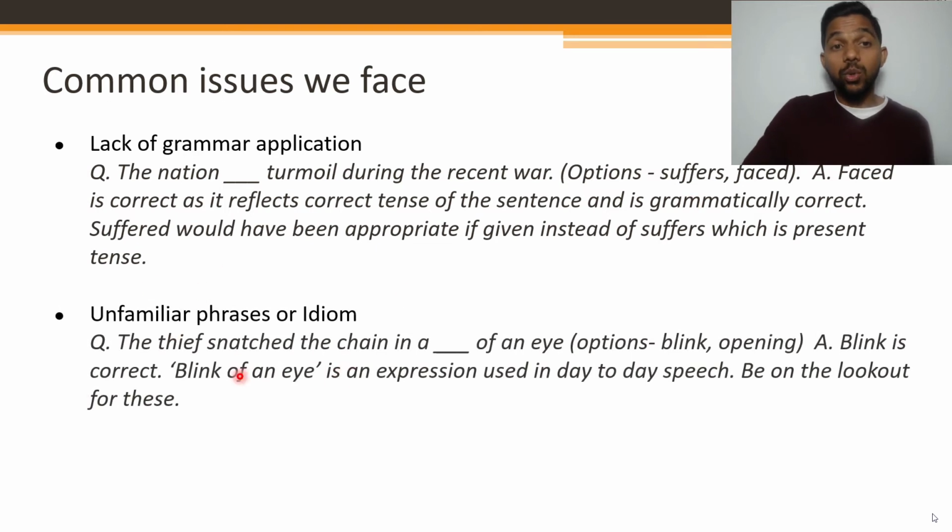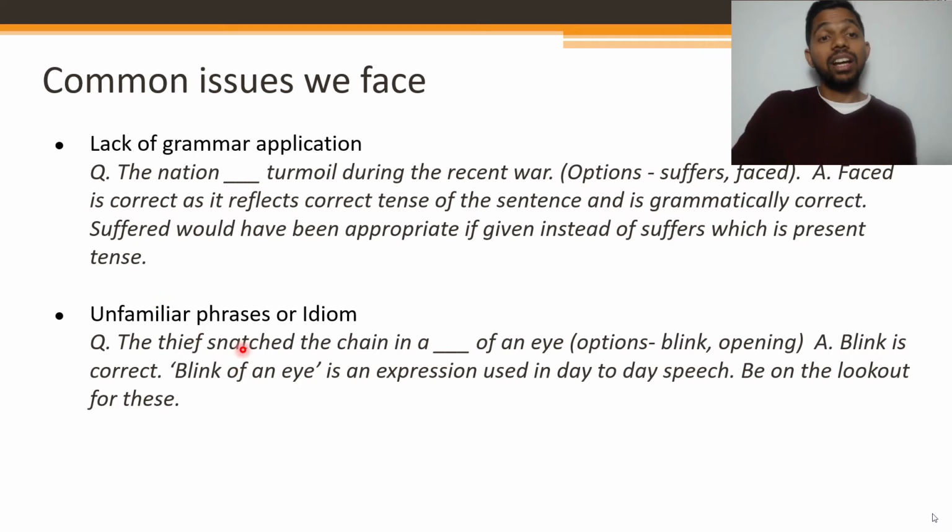Another reason why you might get an answer wrong. So what I'm doing here is telling you the different possibilities of you getting an answer wrong, so that you can avoid these mistakes and get the answers right. If you know what mistakes you make, you know how to avoid them.